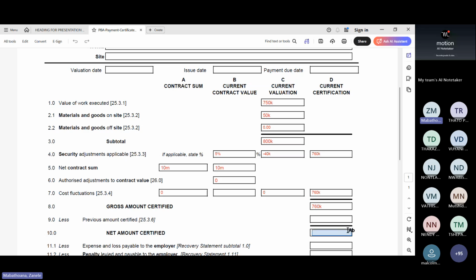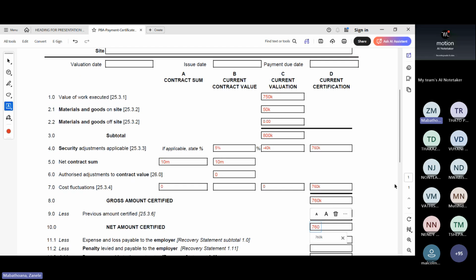So we have, this is certificate 1. So we have not certified anything. Remember I said the amounts are cumulative. So you would have valued everything. Let's say this is the third certificate, you have your 3.5 million here, and then you would say, okay, previous amount certified, that would be your certification number 2. You would go to that point at certificate number 2 and put it here. So the difference between cumulative today and what was cumulative last month would be what you are paying. So now we're still at 760.